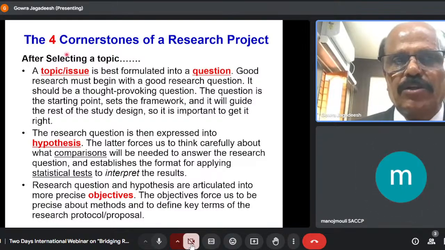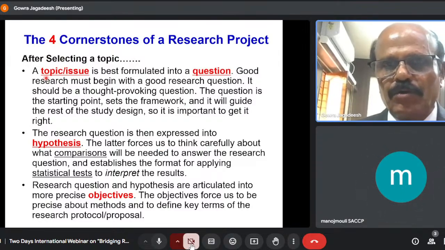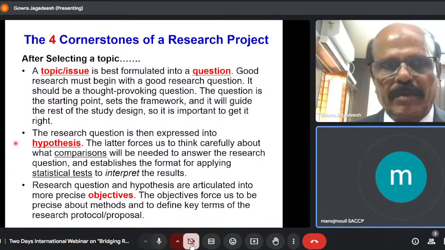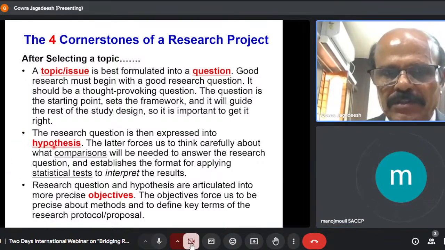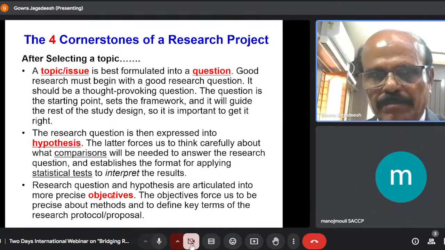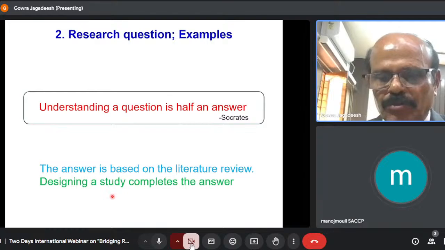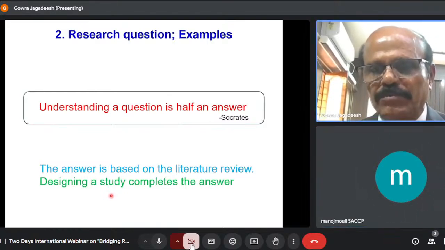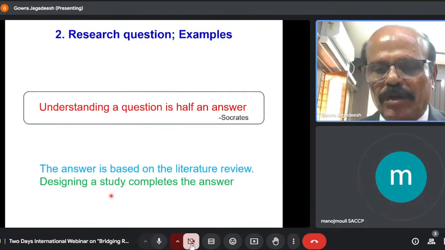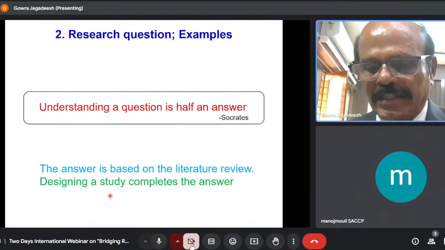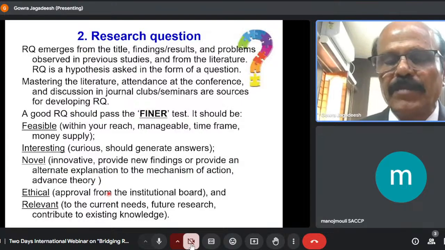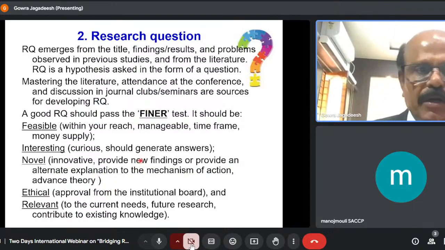So once you get a topic, narrow it down to one, then build a series of questions. I will be giving some examples. Then build a hypothesis, then write down the objectives. Once you understand the questions you put based upon the topic, half of your problems are solved. That shows that you have done a very good job in understanding the literature and you come up with a topic. That is how the research questions are built up.